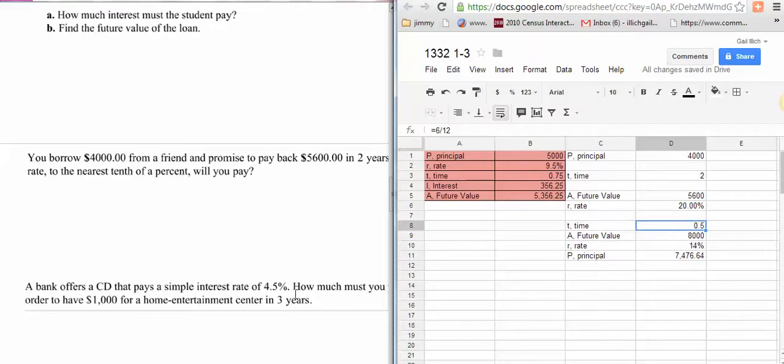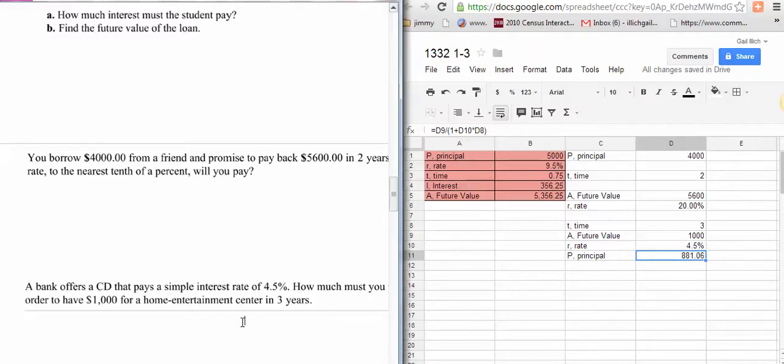All right, now the time is 3 years, so I'll put a 3 for time. The future value, we want to end up with $1,000. So I'll say 1,000 in here for future value. The simple interest rate the bank pays is 4.5%. That's in the problem. And I hit enter, and it tells me that I need to put $881.06 away so that in 3 years I will have enough to purchase that home entertainment center.